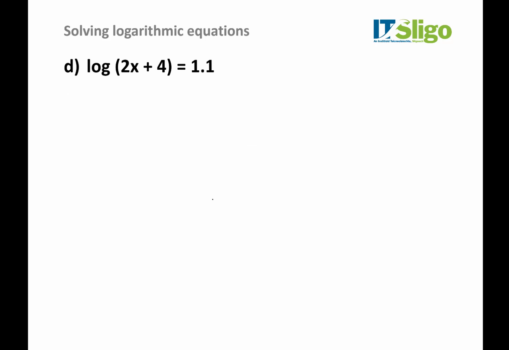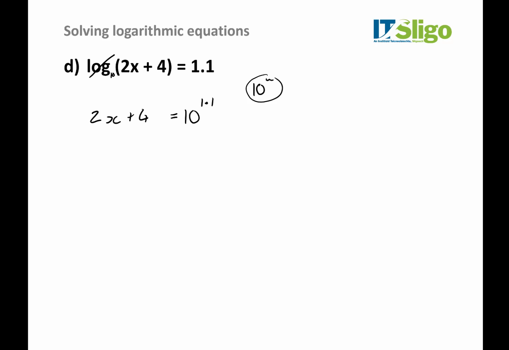Slightly more complex problem. Now I've got several things acting. The log is going to be the first to go, then the 4, and then the 2. Remember, always work from the outside in. Remove the furthest thing away first. So to get rid of the log, we're going to raise both sides as a power on 10. Now when I raise the left hand side as a power on 10, that kills my log because they're inverse functions. So now we've got 2x plus 4 is equal to this.